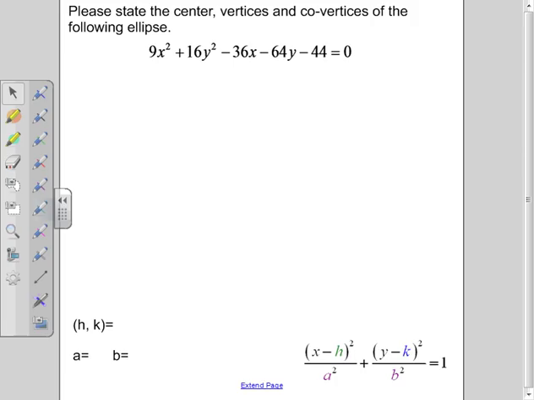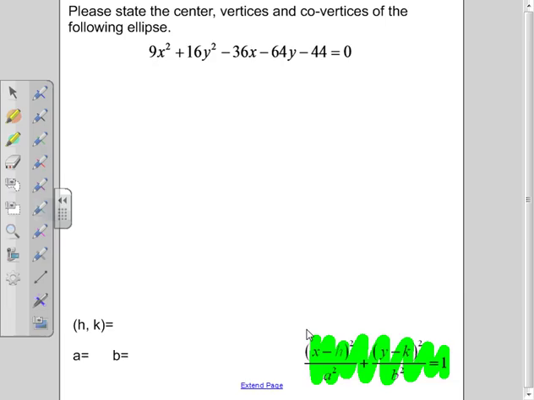Okay, here we're going to take a look at equations of ellipses. So the question here says, please state the center, vertices, and covertices of the following ellipse. Now the equation for this ellipse is a pretty difficult one. It's going to need some manipulation, because it's in fact not in this form down here that we have.